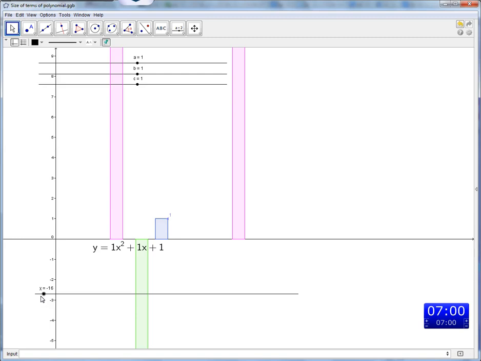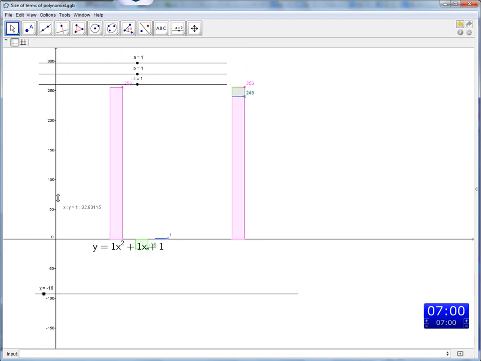Here's what I'm gonna do, I'm gonna shrink the y-axis down so that we can see more of the pink and the green bars. Now you can see the green one has come back into view, and the pink one, there it is. The pink one is 256, the green one is only negative 16, and x is only negative 16. That's not a big number, really. But negative 16 squared is huge. It's way bigger than minus 16.